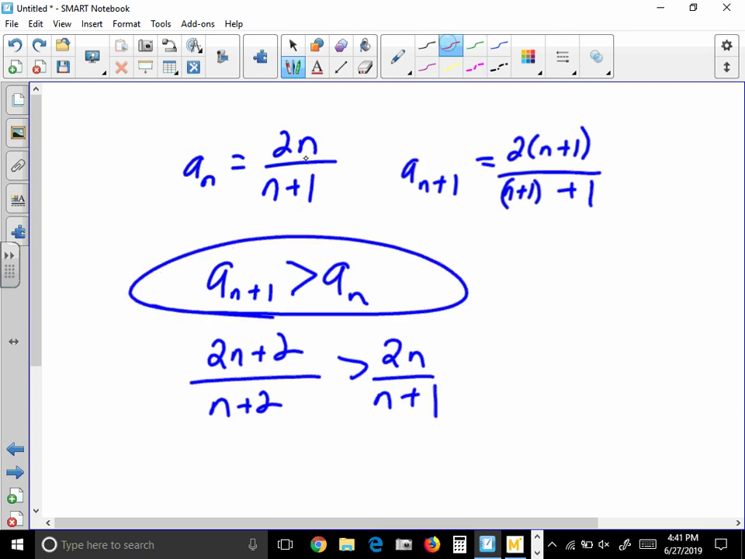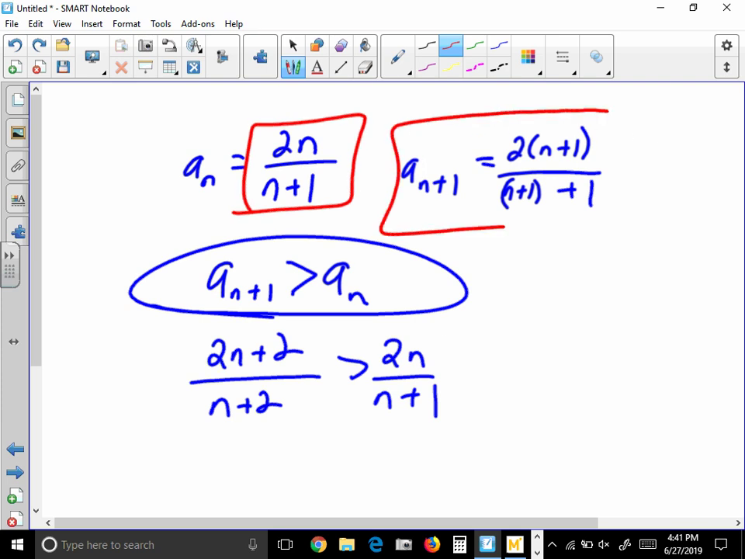If this is our sequence, then this would be the next term in that sequence, because we're just adding 1 to each n. If it's increasing, then the following term is always bigger than the previous term. So we would just need to demonstrate that that's always true.